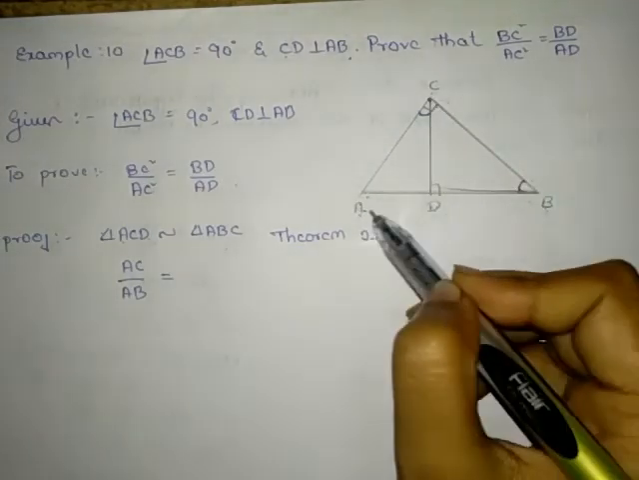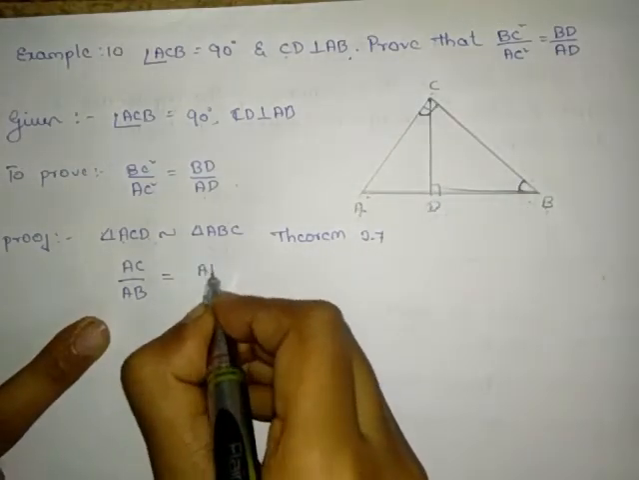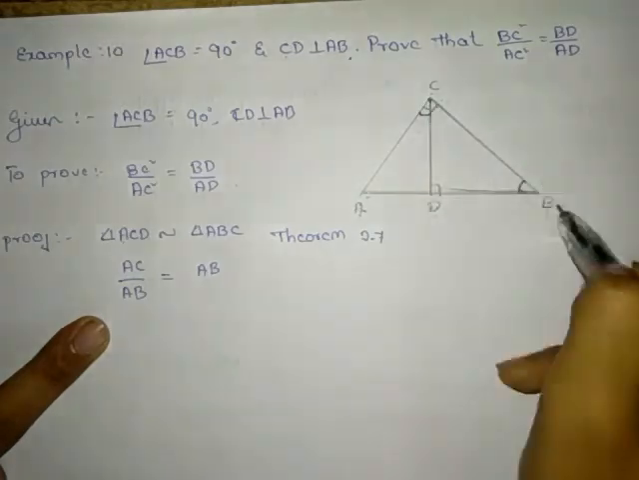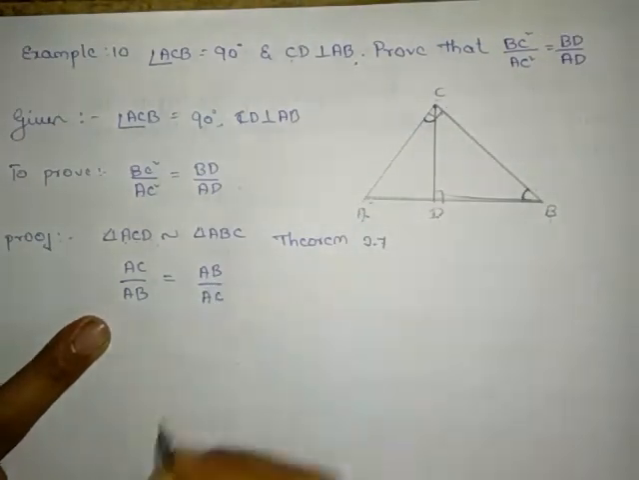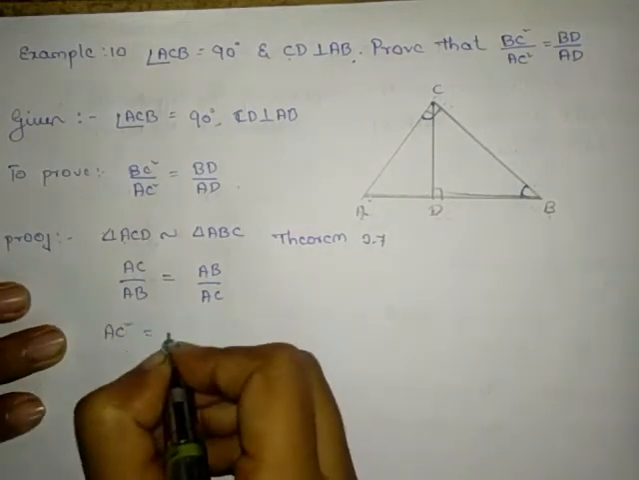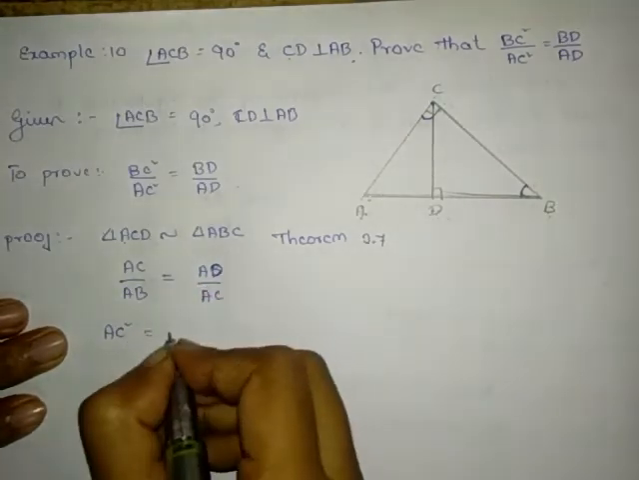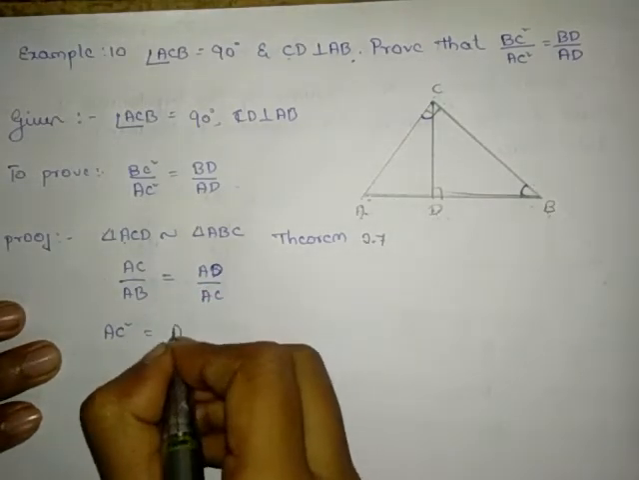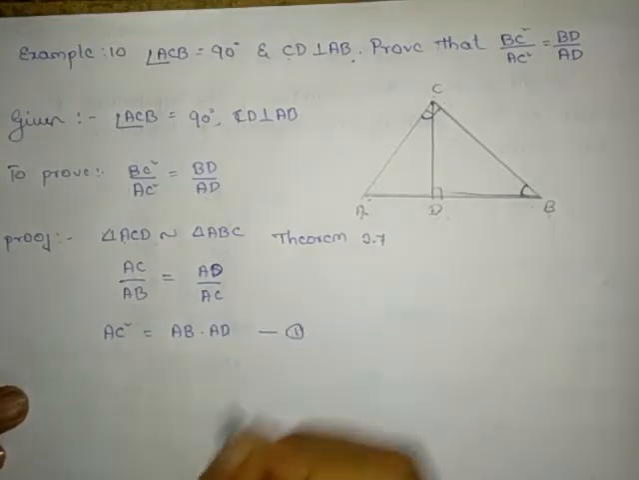ACD. For this triangle I have taken base AD, right? AD I will take as base. And for triangle ABC, the base is AB, yes or no? So AC... again cross multiplying, we get AC square is equal to, sorry, this is not AB, this is AD, right? Cross multiplying we get AB into AD, right? We'll call this equation 1.